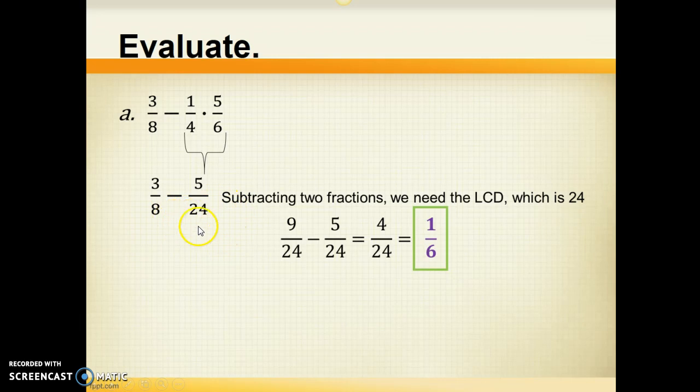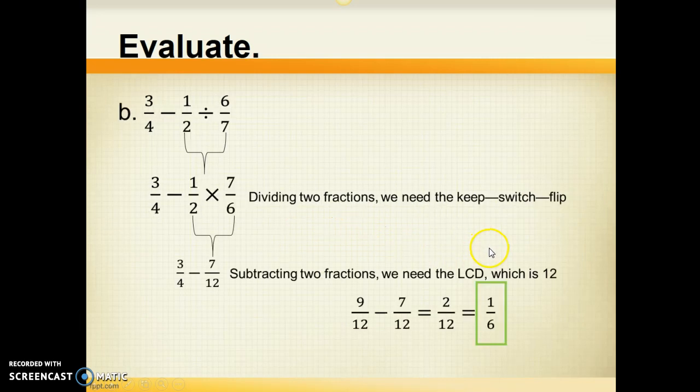In subtracting two fractions, we always need to get our least common denominator first. In this case, it's 24. Then we need to get our equivalent fraction for 3/8 with a denominator of 24. So in doing that, we know 8 times 3 gives us 24, so we need to multiply 3 times 3, which gives us 9. Now we can subtract, get 4 over 24, and simplify that to 1 over 6.